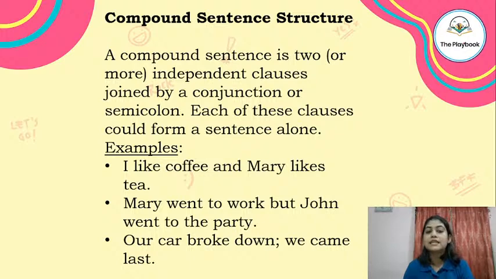Now, if we look at another sentence structure, that is compound sentence structure. A compound sentence is two independent clauses joined by a conjunction or a semicolon. Each of these clauses could form a sentence alone. The thing that you need to remember about compound sentences is that there are two independent clauses which can stand all alone if they are separated. They are joined either by a conjunction or a semicolon.